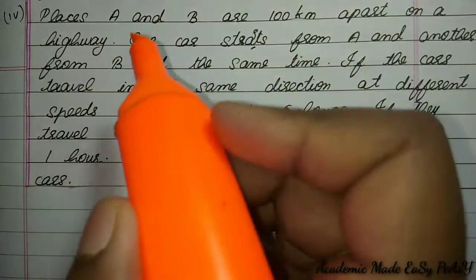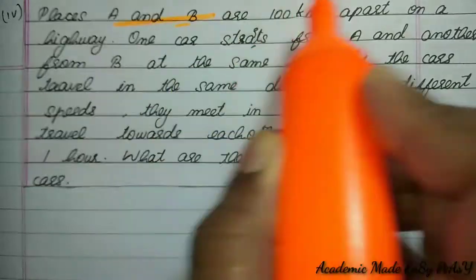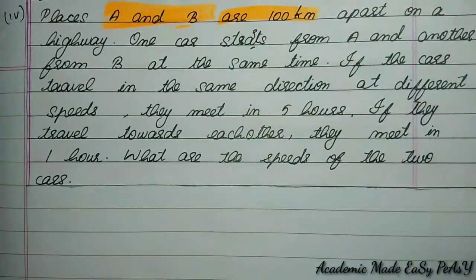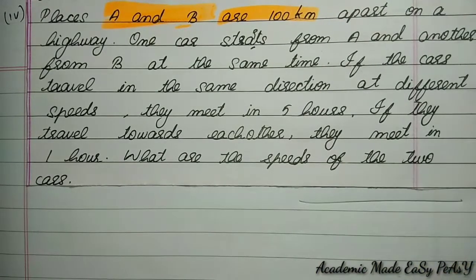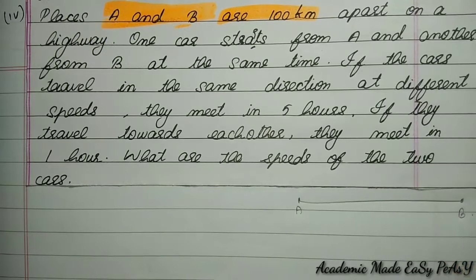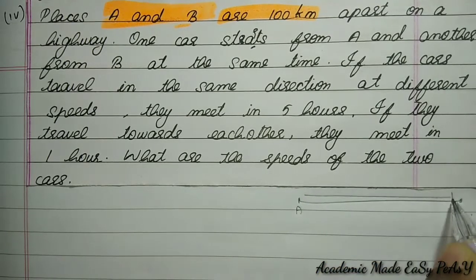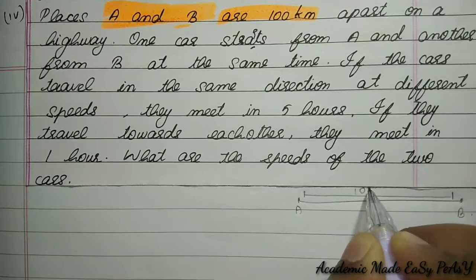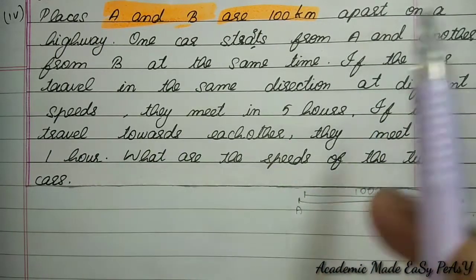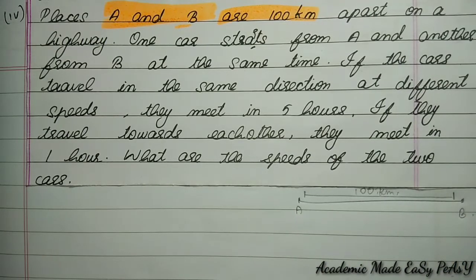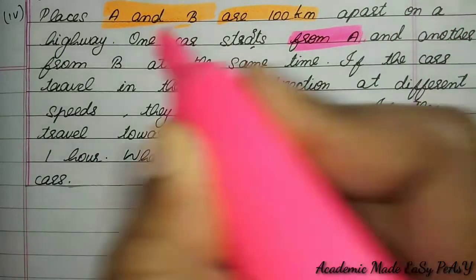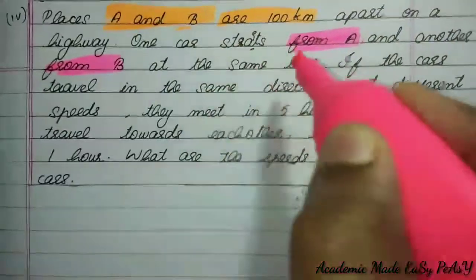So here it is given that places A and B are 100 km apart. Okay, so for example, let this point be A and let this point be B. So therefore the distance is 100 km, apart on a highway. So now they are saying that one car starts from A, another car starts from B at the same time.